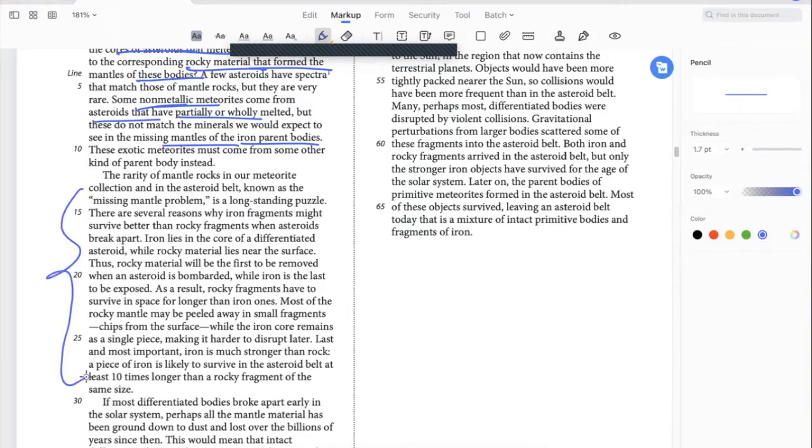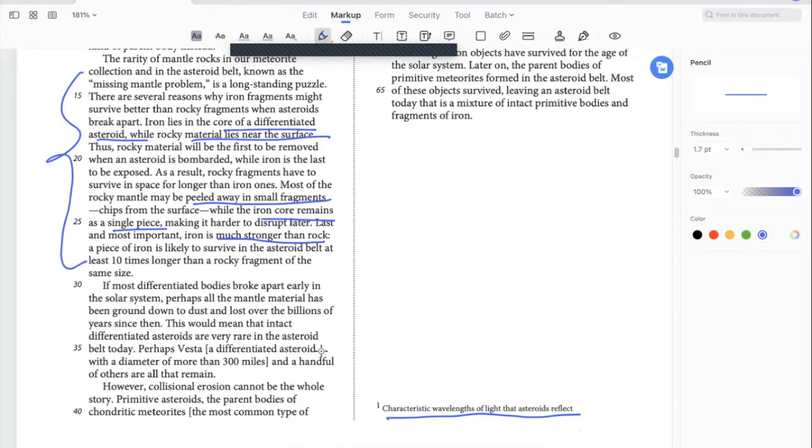So this paragraph basically tells you why iron is likely to survive at a higher rate compared to the rocky surface of an asteroid. One, iron is at the core of a differentiated asteroid while rocky material is at the surface. Second, most of the rocky material is peeled away in small fragments while the iron core remains as a single piece. And third, iron is stronger than rock.